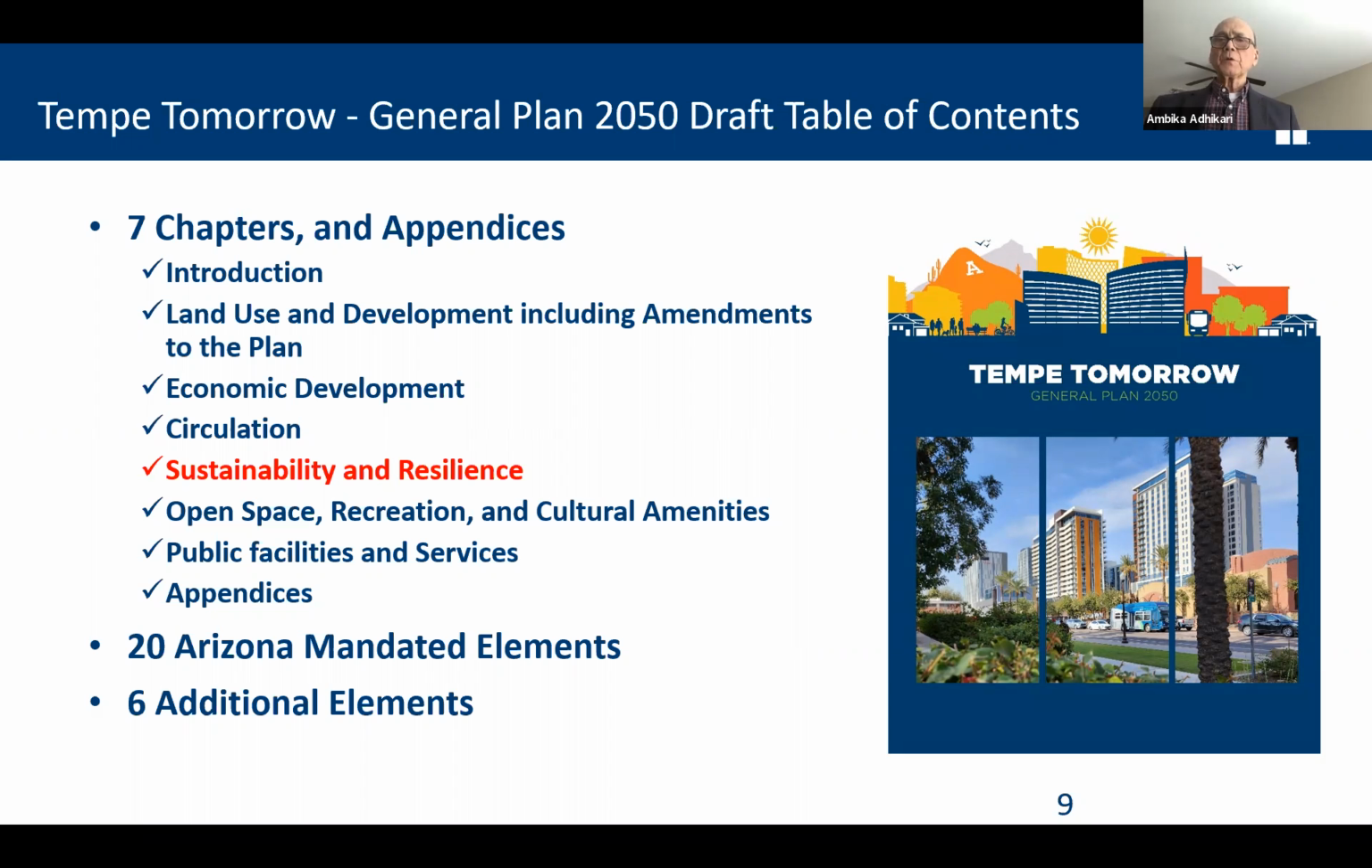The other chapter is going to be open space, recreation, and cultural amenities, then public facilities and services to talk about utilities, police and fire that we provide. And then there's going to be a large and long appendices, about 65, 70 pages, if people want to go into a little more detail about the data. And then all of this will include those 20 mandated elements and 6 additional elements. The document probably will be about 250, 300 pages. Let's go to the next one.